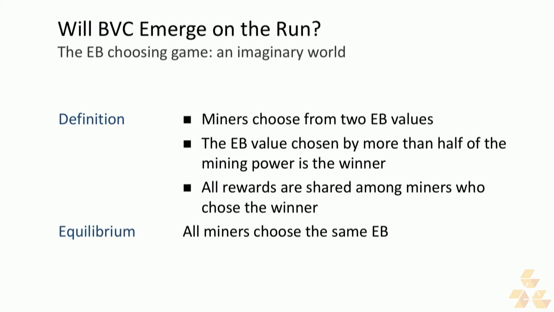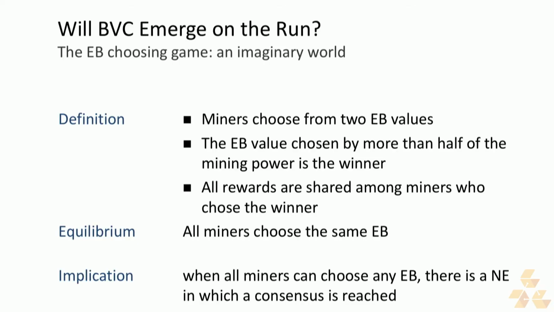In this simple setting, there's a very simple equilibrium. That is, all miners choose the same EB. A Nash equilibrium means that no one can deviate from the equilibrium and get higher reward, higher utility. This equilibrium is quite straightforward because when all other miners choose the same EB value, if you choose a different one, your blocks will be orphaned. The implication of this equilibrium is that when all miners can choose any EB value, there is a Nash equilibrium in which a consensus is reached, which is desirable, right?